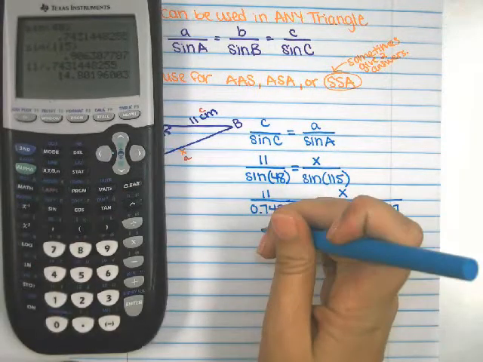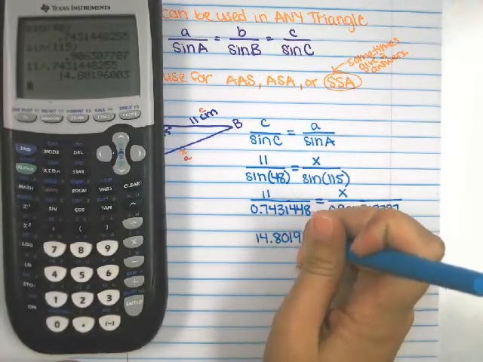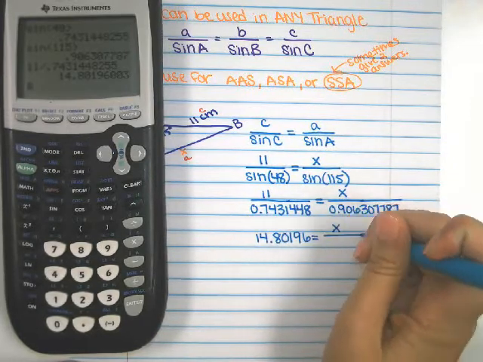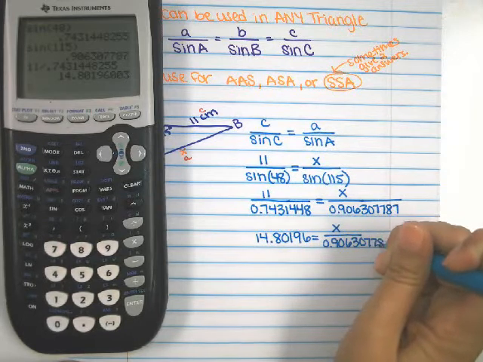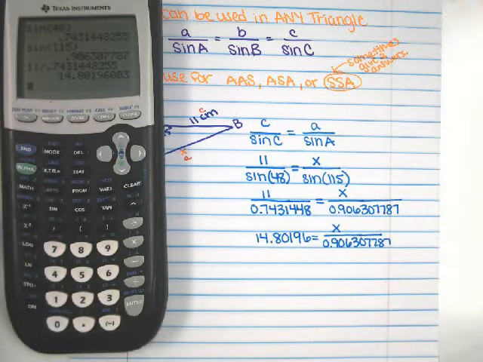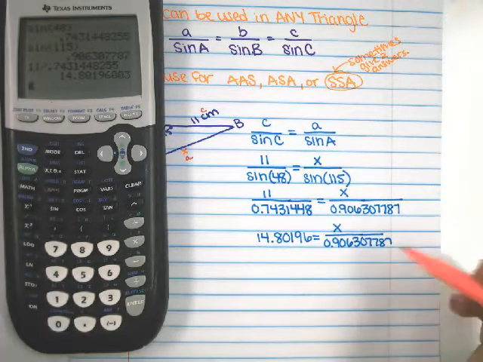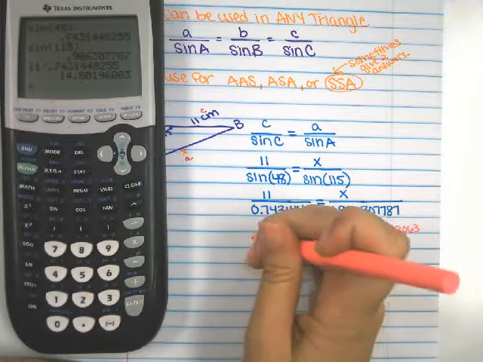On the left side, 14.80196 equals x over that long decimal. Now, because x is being divided by that decimal, in order to solve for x, we're going to multiply. So remember, you multiply over by whatever's being divided.